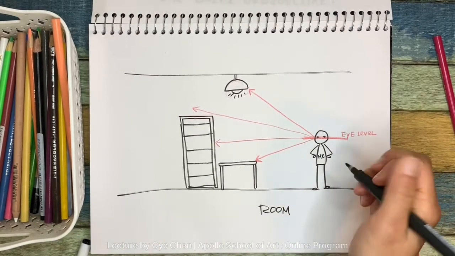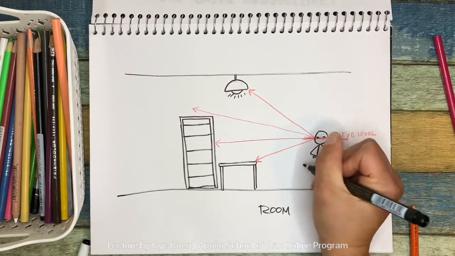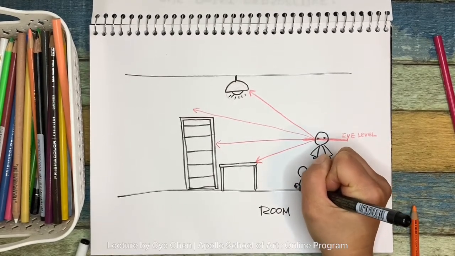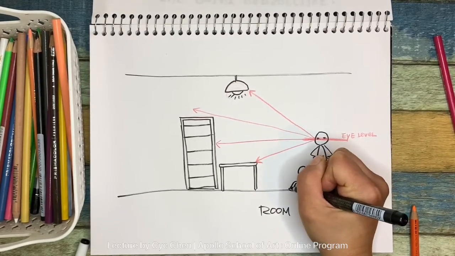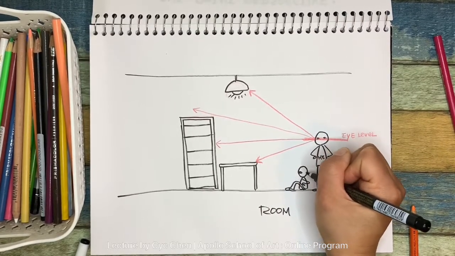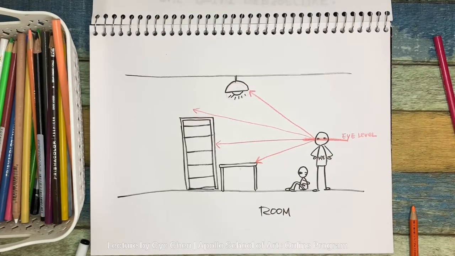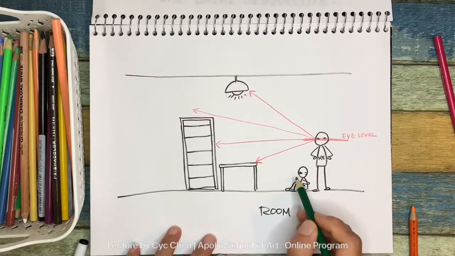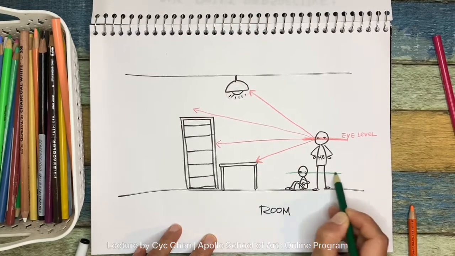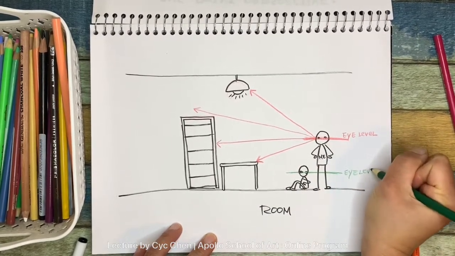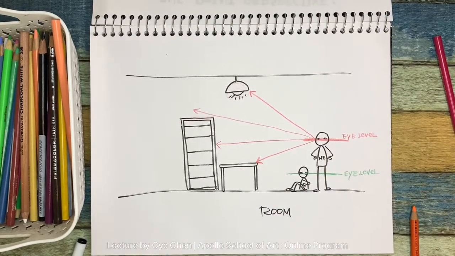So what if I kneel down? Right, sometimes I like to sit on the ground to play poker with my kids. Okay, so now this time my eye is going to be lower. So my eye level becomes lower. So this is my eye level. I change the eye level because I sit on the ground.